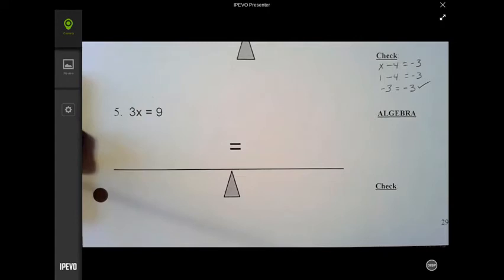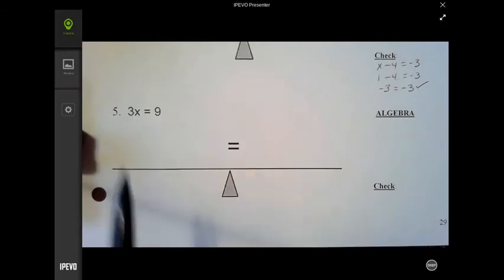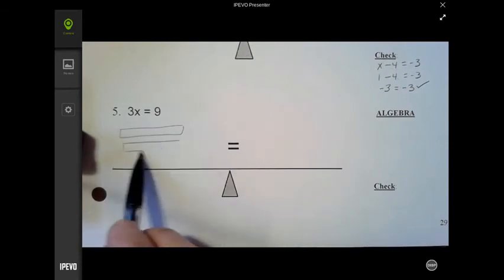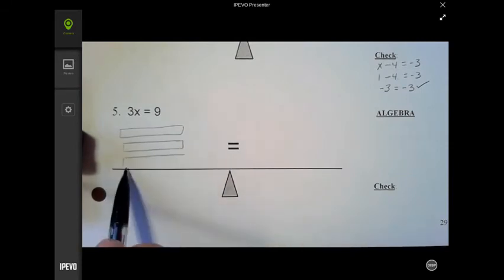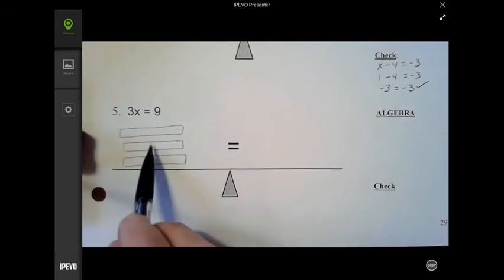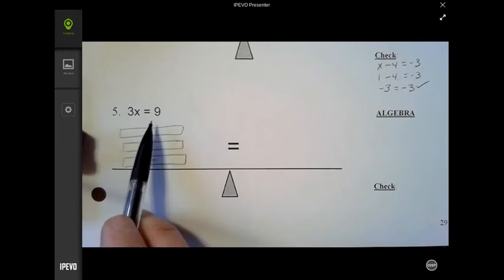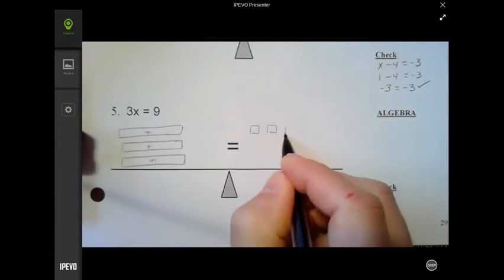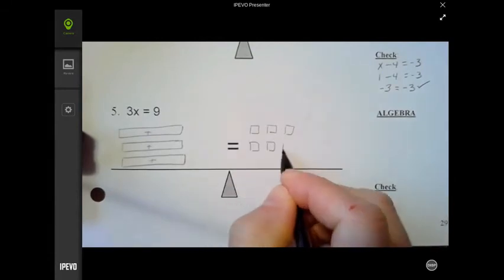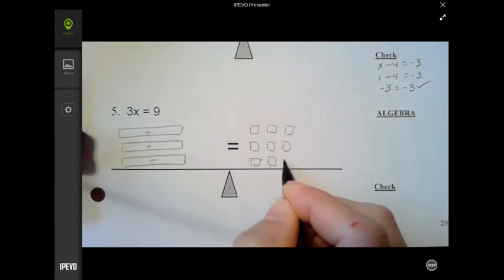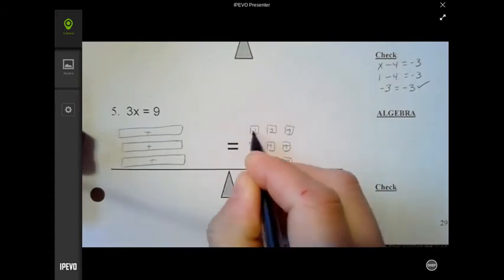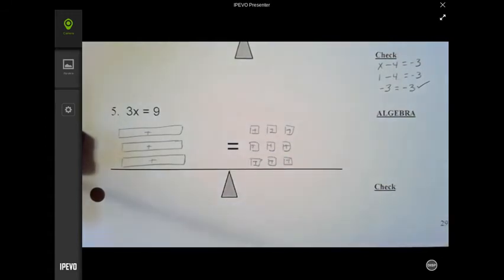In example 5, the equation says 3x equals 9. Okay, so we're going to draw that picture in there. To draw 3 x's, remember that's going to be 3 rectangles. So I'm going to draw 1, 2, 3 rectangles, and they're positive, so I'll put a positive symbol in each one of those. And then on the other side, I need a constant of 9, which is going to be 9 squares. So let's go ahead and draw in 9 squares. And again, they're all going to be positive, so I'll put positive symbols inside of all of those. And so there's what the picture looks like for the equation 3x equals 9, okay?